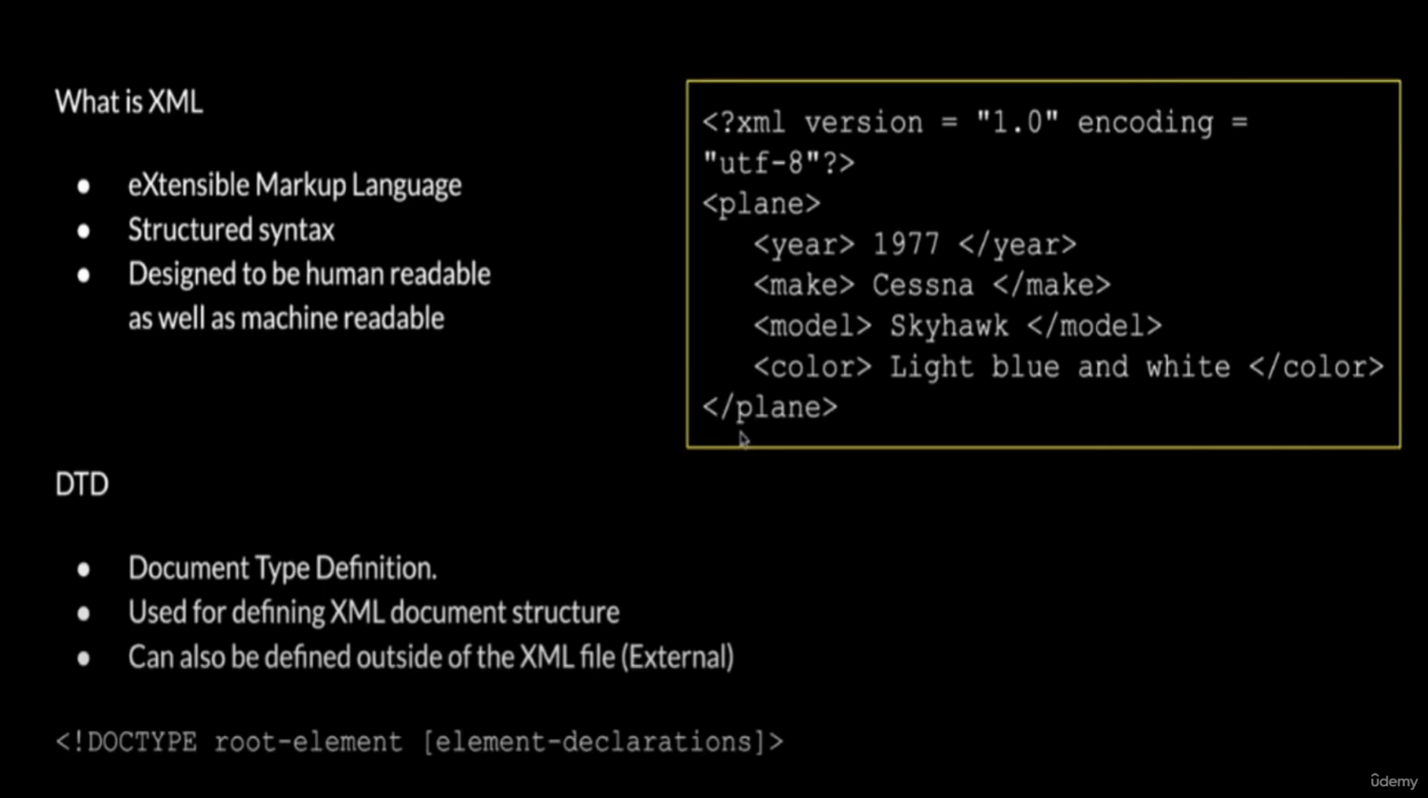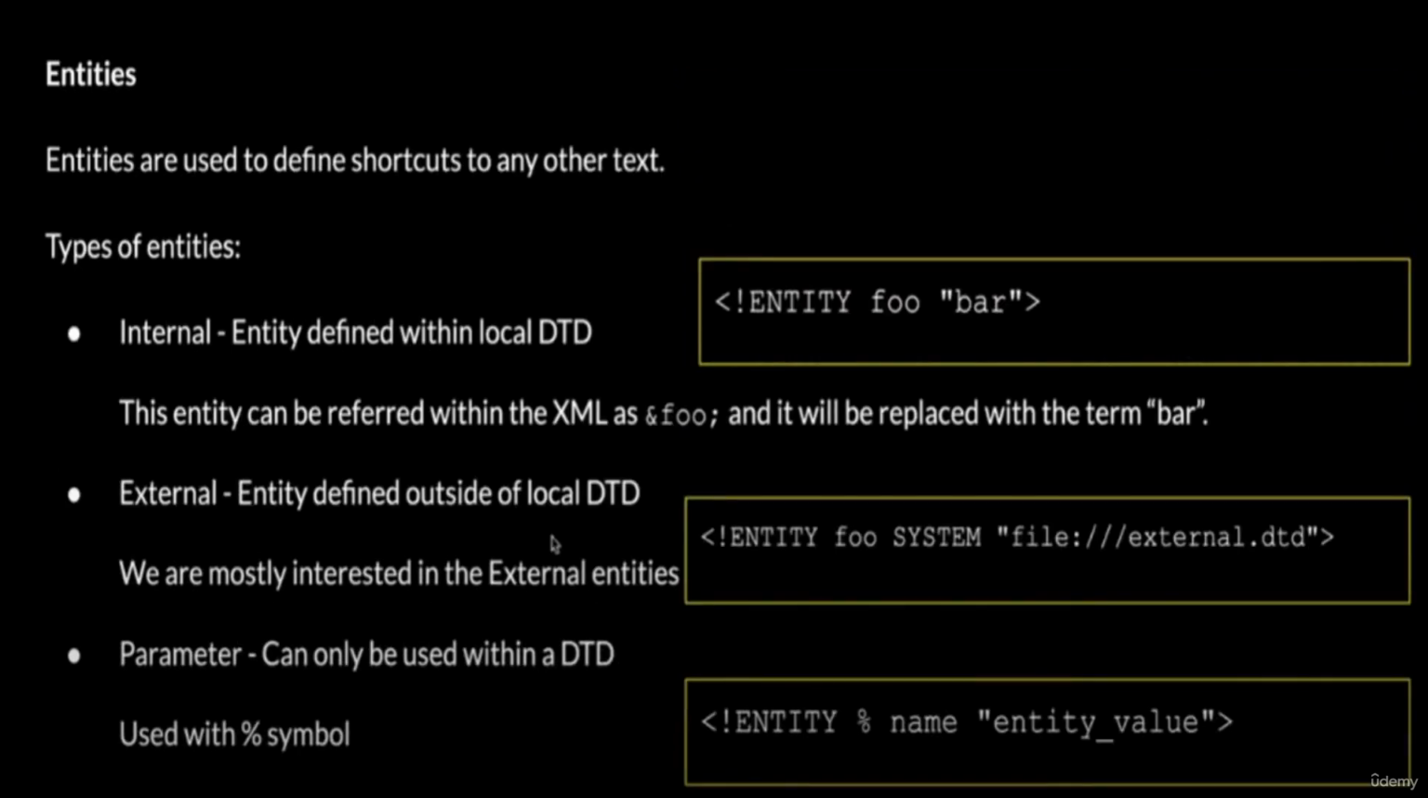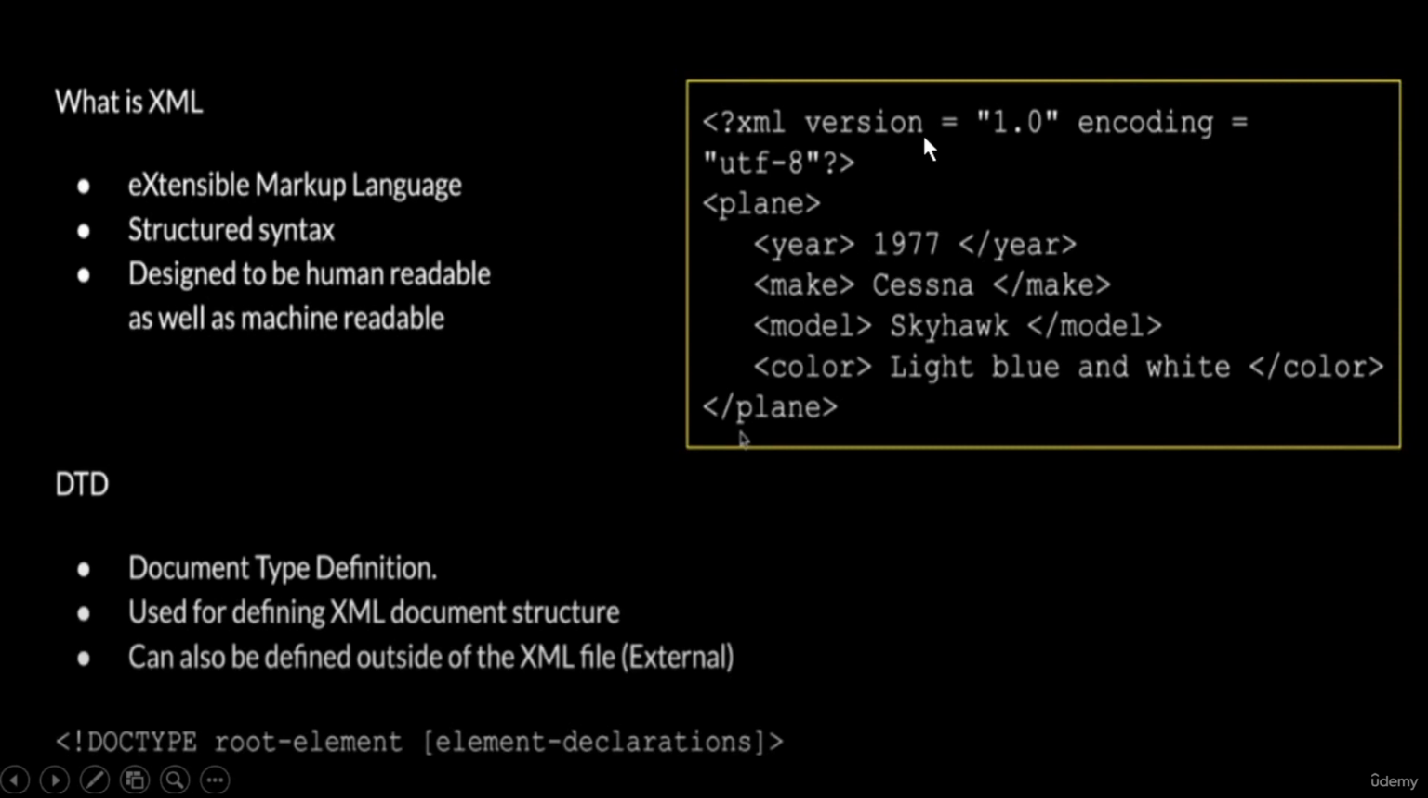From the basics, so what is XML? I'm starting from XML so that you can understand the base of this. XML is nothing but an extensible markup language with structured syntax. You can see the structured syntax here, right? There is a syntax to it, and it is designed to be human readable as well as machine readable. In HTML you can't create your own tags.